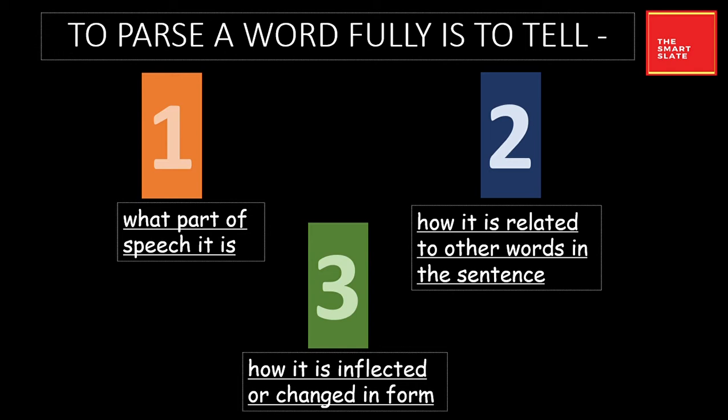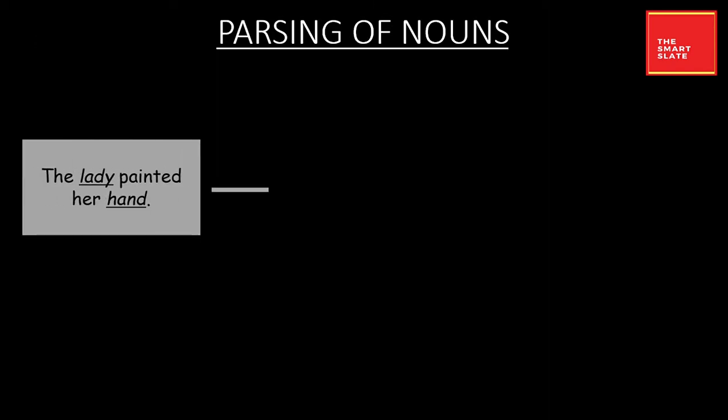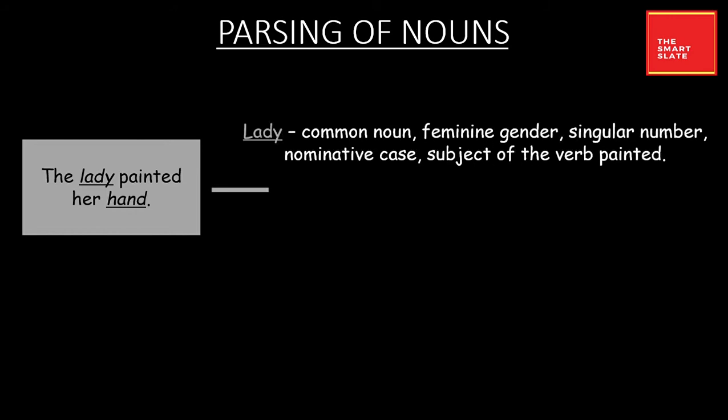In mathematics, you have these rules A, B, C, step 1, step 2, step 3. Similarly, in parsing, these are the basic three rules which you have to follow. So let's begin with the parsing of nouns. The sentence is, the lady painted her hand. So you can easily guess the nouns here are lady and hand. So let's parse each one of them.